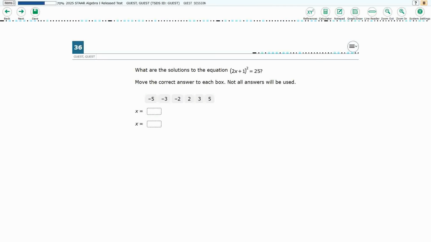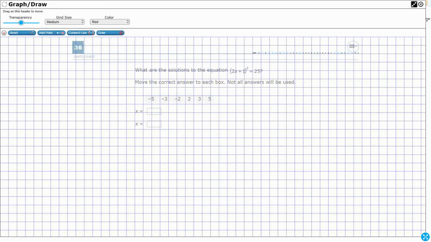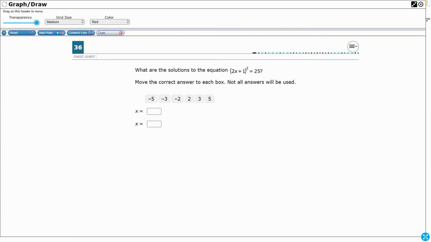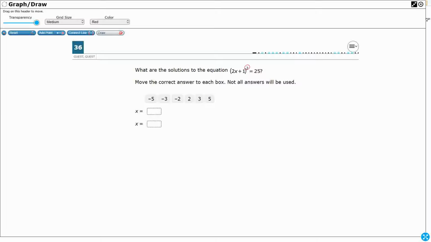For number 36, we are solving quadratic equations. This is A.8a. When we see this exponent 2, that lets us know we're dealing with a quadratic. And it's actually going to be a lot simpler than we think because we don't have to move that 25 or factor or use the quadratic formula. We can take the square root because we're wanting to find the solutions, which means we're wanting to isolate x.